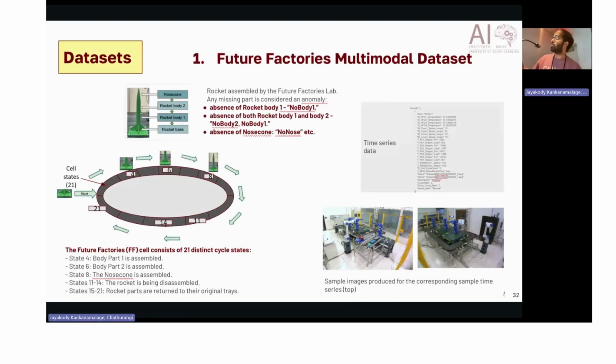I don't know if you can see the lab setup. The lab setup is like a circular thing where there are multiple robots, and it takes in a part of the rocket and then puts it together. During one cycle, it completes one rocket. The one cycle consists of 21 distinct cycle states. These states are important because each state does something. So for example, state 4 has body part 1 assembled, state 6 has body part 2 assembled, and so on. So we get some information from each of these states.